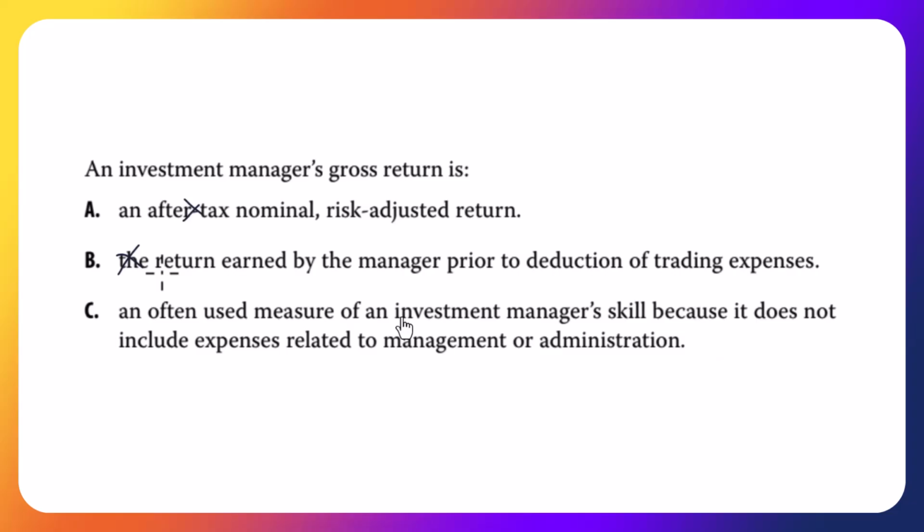But C has a grammatical error which I don't like in it. "Is an often used measure of an investment manager's skill because it does not include expenses related to management or administration." It does not exclude expenses related to management or administration. It is a measure of an investment manager's skill because it does include expenses related to management or administration.